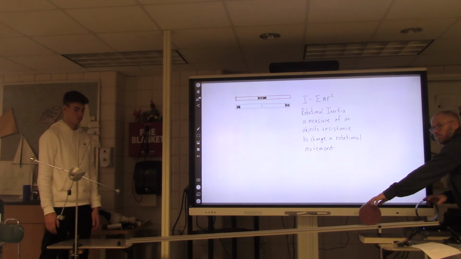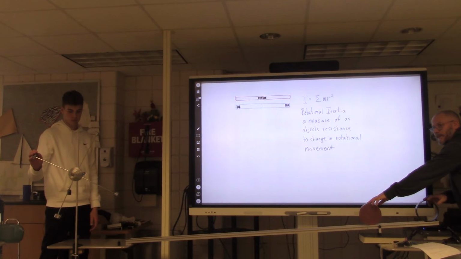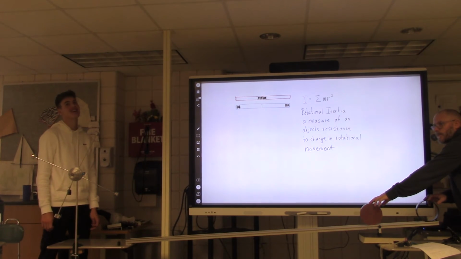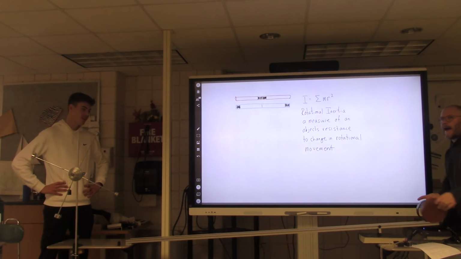A, the spacing increases as they roll down. B, the spacing decreases as they roll down. Or secret answer C, the spacing stays the same. I like C. Check your neighbor.